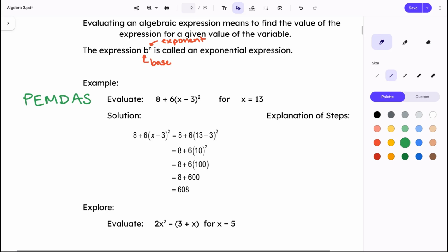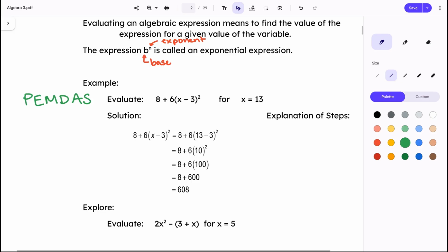But P stands for parentheses, but remember that could also mean any type of brackets. So not strictly parentheses. They could be like those harder rectangle brackets. They could be like those squiggly ones that you've seen. Any type of bar symbols that you're going to see inside of a problem would be considered parentheses. Then E is your exponents, but that can also include roots. So this could be something raised to a power, but it could also be something that has a square root sign or a cube root sign in it.